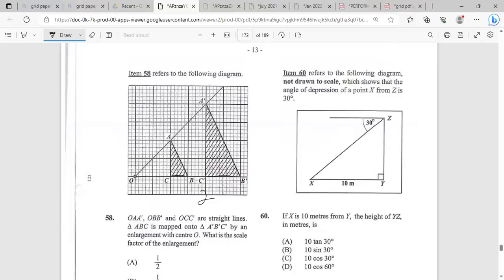item 60 refers to the following diagram, not drawn to scale. If x is 10 centimeters from y, the height of yz is, so as we know, this one is also equal to 30, angle of depression, angle of elevation, alternate angles. So this now would be opposite over adjacent. So that would be tan.